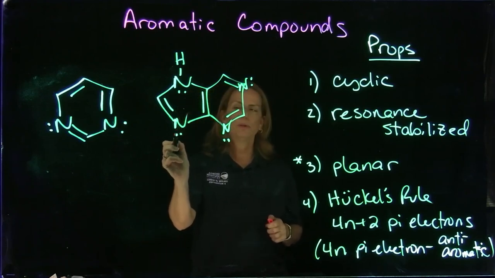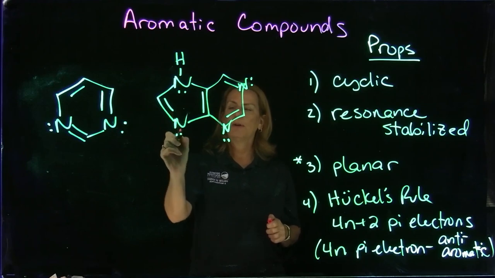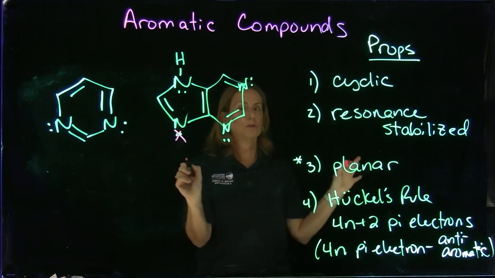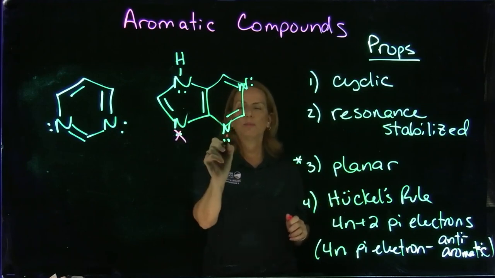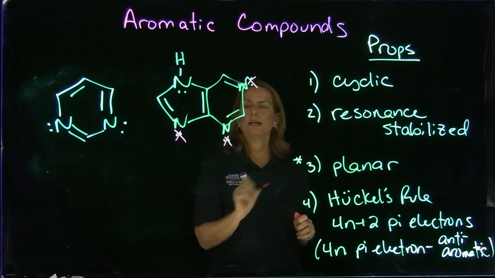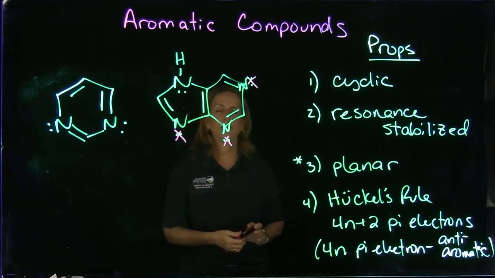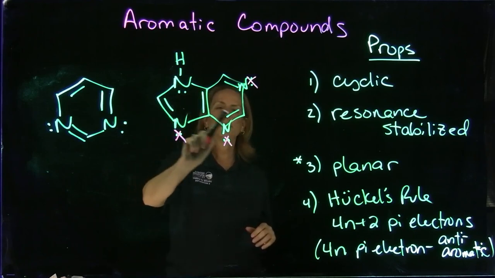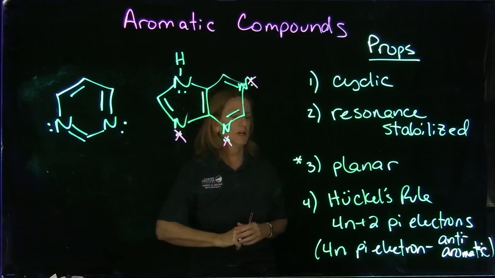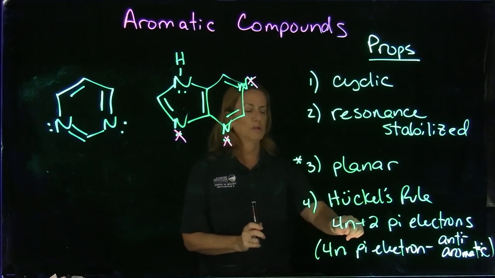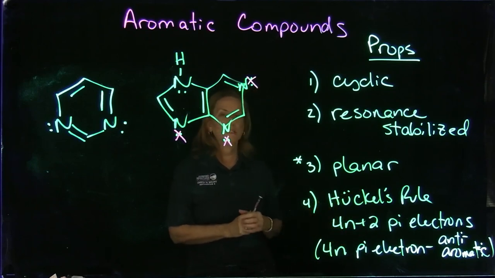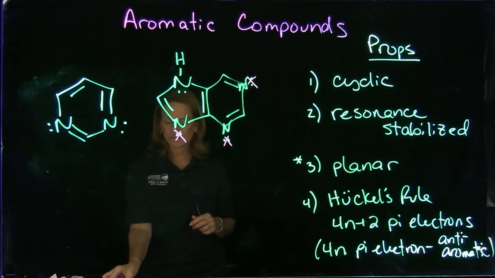It does, and if you look, there's a pi bond here, so that doesn't count in the Huckel's rule, in the aromaticity. There's a pi bond here. There's a pi bond here. That doesn't count. This one does not have a pi bond, so it does count. So if we count the pi electrons, 2, 4, 6, 8, 10, 10 fits Huckel's rule. If we put a 2 in there, 4 times 2 is 8 plus 2 is 10. So that fits Huckel's rule.